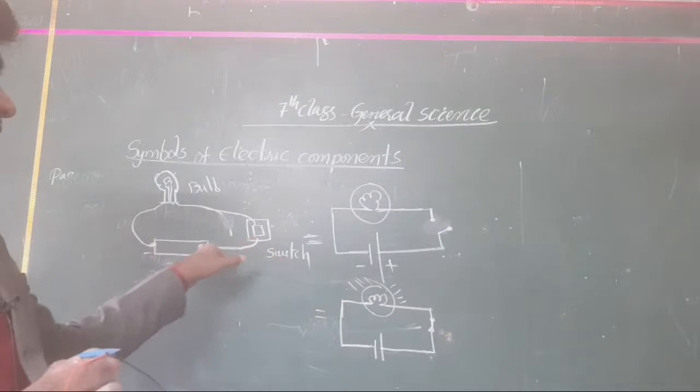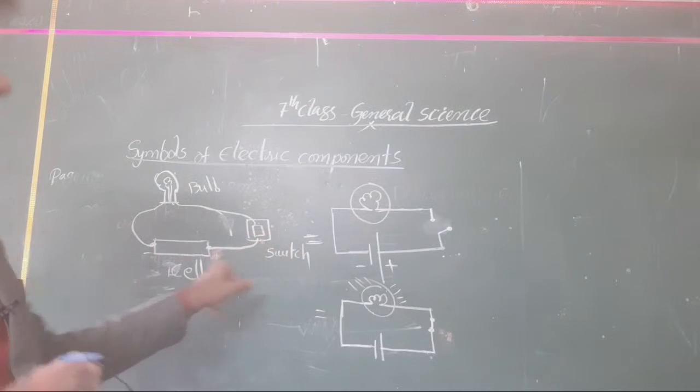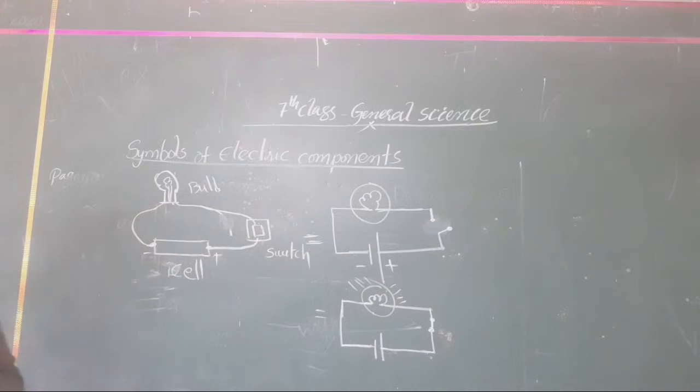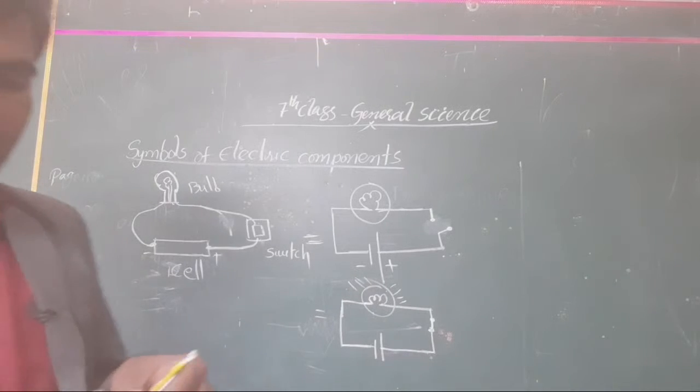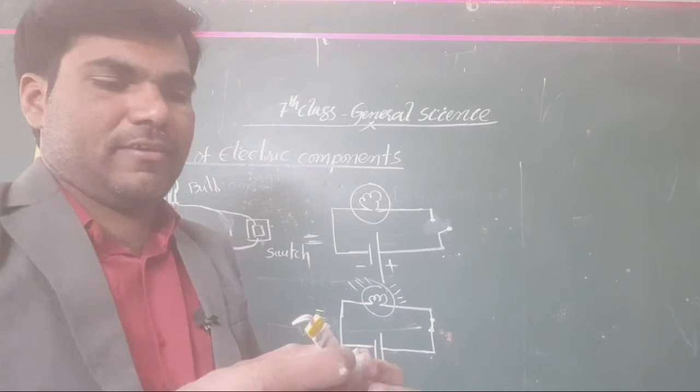One wire you take, it is for what? It is for the positive terminal. Another wire is connected to the negative terminal. And then, if possible, you take a switch and one wire is connected to the switch. Okay, now, like this we take here.